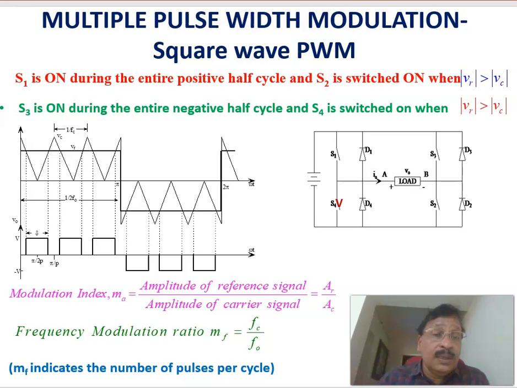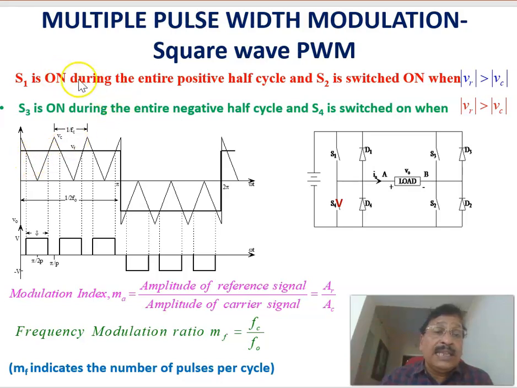The circuit topology is the same as I already explained: switches S1, S2, S3, S4, feedback diodes D1, D2, D3, D4. The load is connected between terminals A and B. This is taken as the positive voltage, with plus at this terminal, this is the positive current, and this is the DC voltage. Now the switching method is like this.